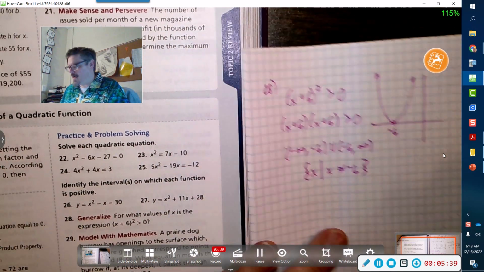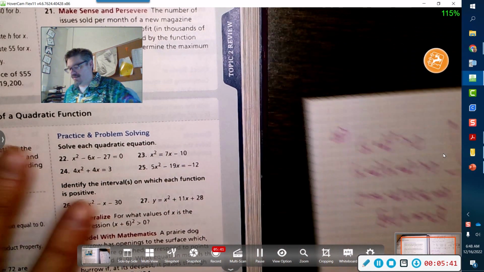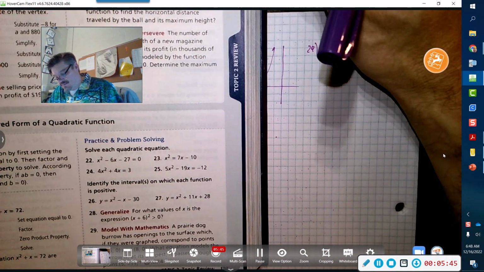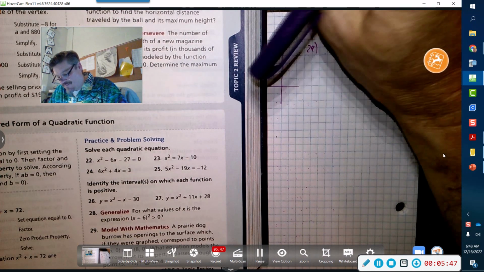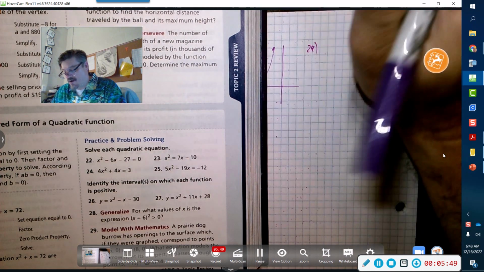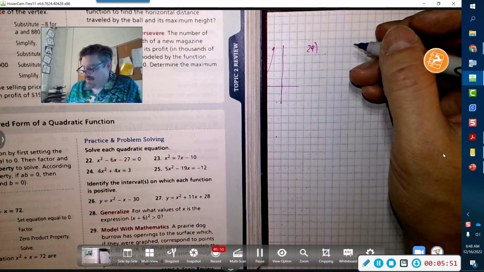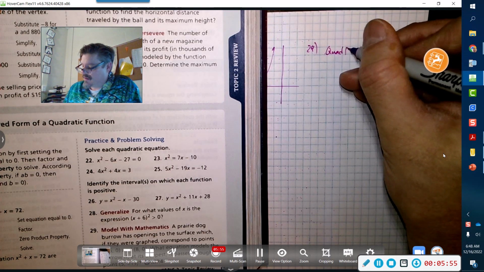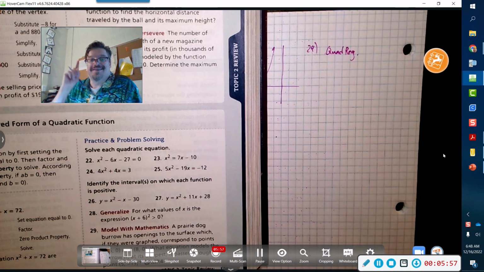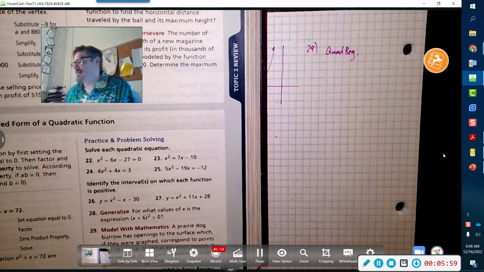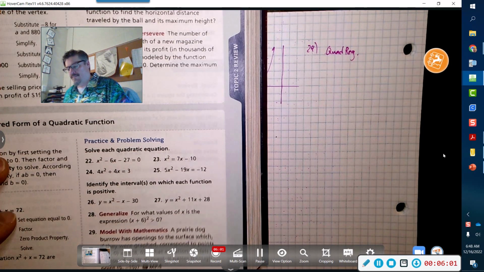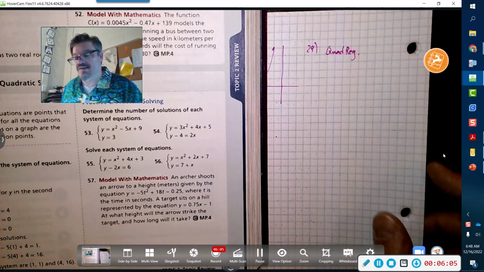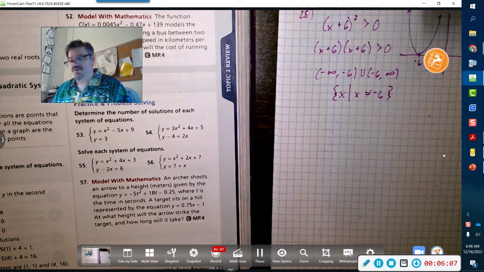Number 29. Okay, flip this over here. 29 says a prairie dog has an equation that models the burrow if it passes through that point. I don't know if I assigned 29, but this is actually quadratic regression, so we're going to skip that one. I don't think I assigned it, but I could be wrong. Maybe at the 6-minute mark. Now we've got complex numbers, and we'll go ahead and make that a separate video.